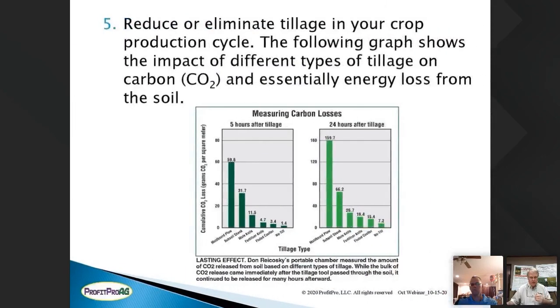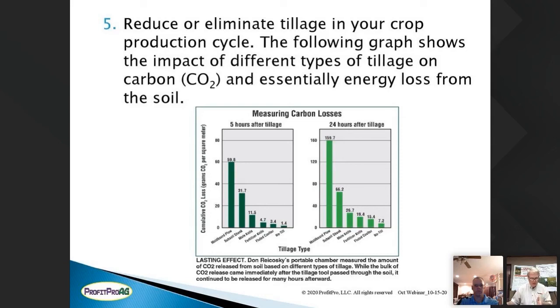I believe the next one shows tillage effect. Reduce or eliminate tillage in your crop production cycle. The following graph shows the impact of different types of tillage on CO2 or carbon and essentially energy loss from the soil.